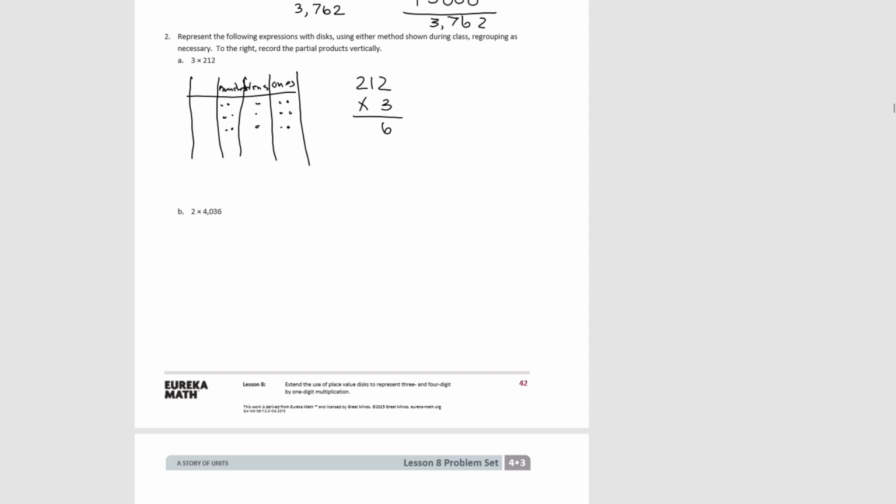We have 10 3 times is 30. 2 hundreds 3 times is 600. If we add them together, we get 636. In our place value chart, we have 6 ones, can't do any regrouping there. We have 3 tens, which is 30, can't regroup there. And we have 6 hundreds, which is 600. And we add them together, we get 636.